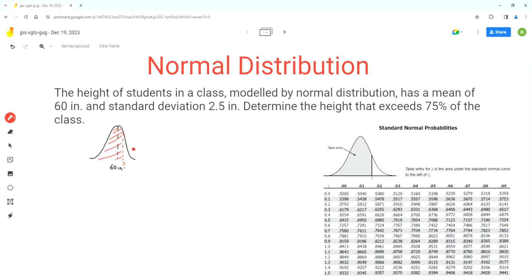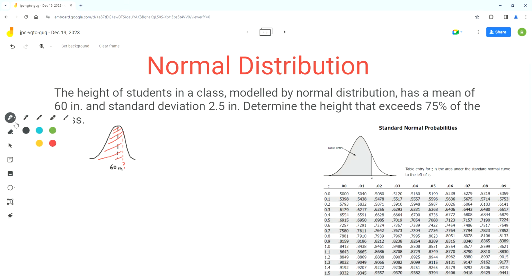So for this problem, we'll have to use the Z-score table. So I have put the Z-score table on the board. The first step here is to find the Z-score for the area under the curve, or the probability, equal to 0.75. In this Z-score table, we have to look for a value 0.75.